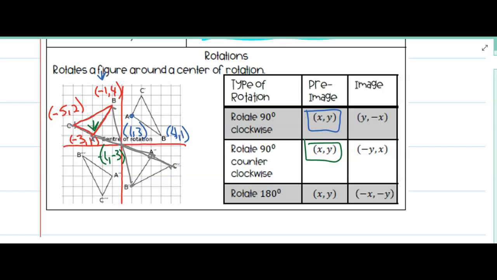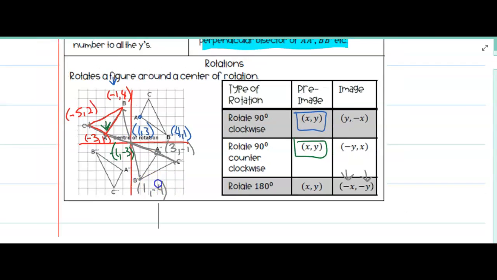Now, this is a pretty easy flip to make, because you're going to leave the x and the y in their spots, and you are just going to flip the signs of the x's and the y's. So if A is at -3 comma 1, A prime is going to be at 3 comma -1. B is going to be at 1 comma -4, and so on.